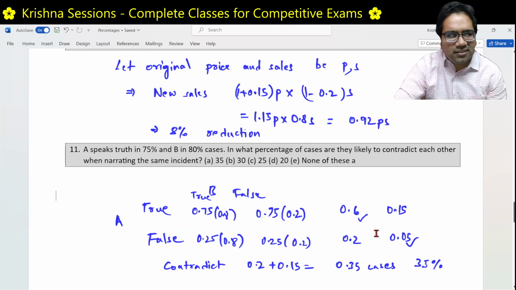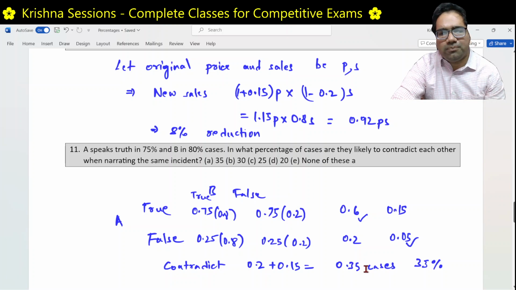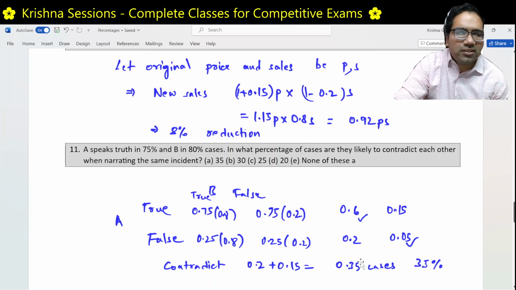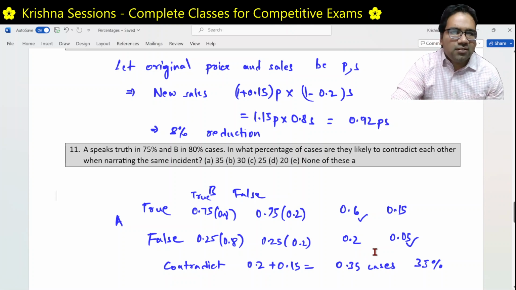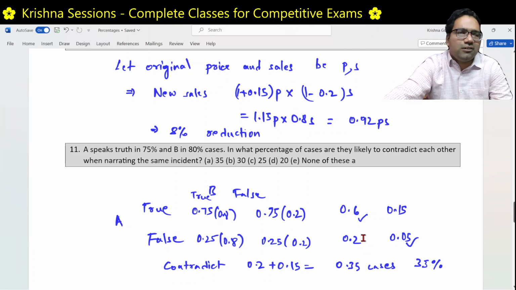In this case, A is telling true, B is also telling true, so there will not be any contradiction. In this case, A is telling false, B is also telling false, so both are lies, so there is also no contradiction. But in these cases, one is telling true, another is telling false. A is telling false here, and B is telling true. A is telling true here, B is telling false. So this 0.2 plus 0.15, 0.35 of cases is the problem. 0.35 in 1, what does that mean? In 100, it is 35% of cases. Right, 35% of cases, they will contradict each other.